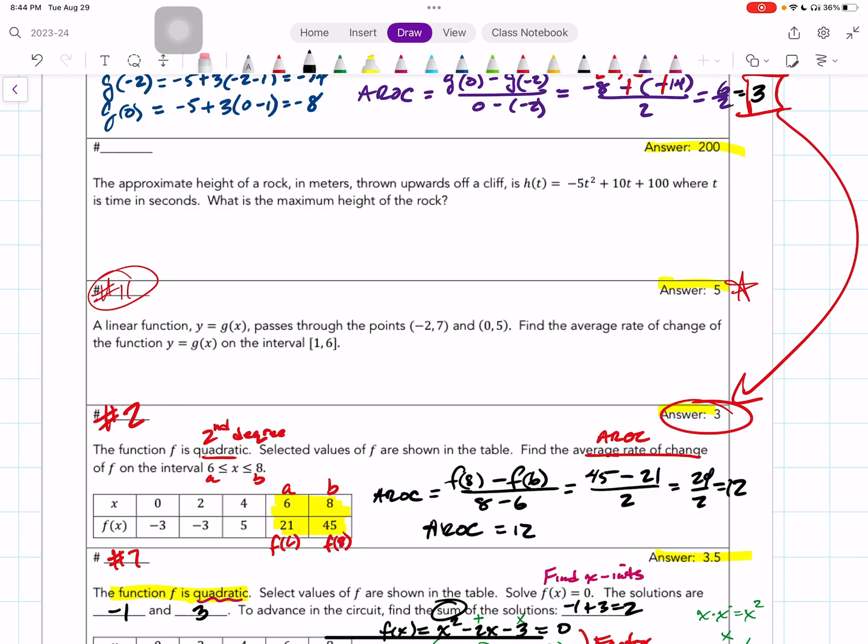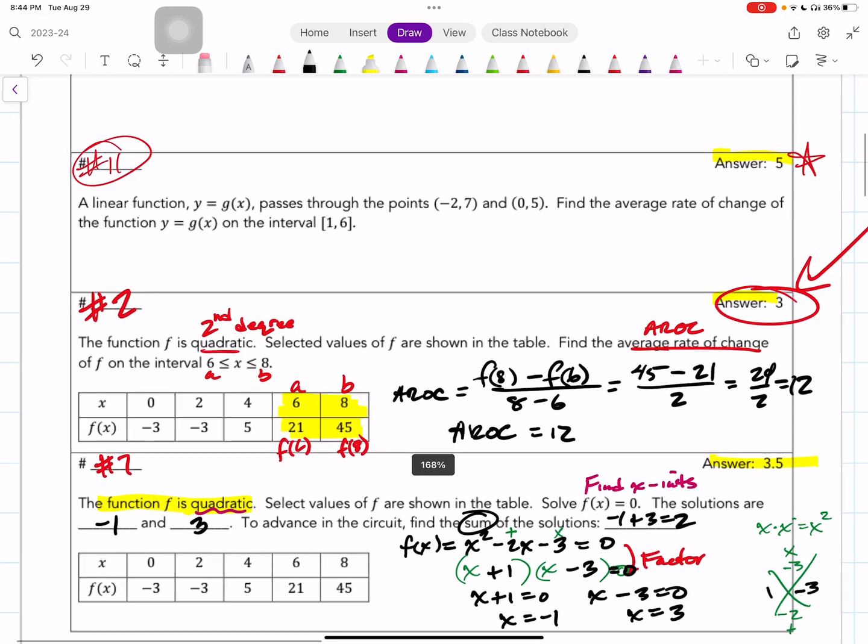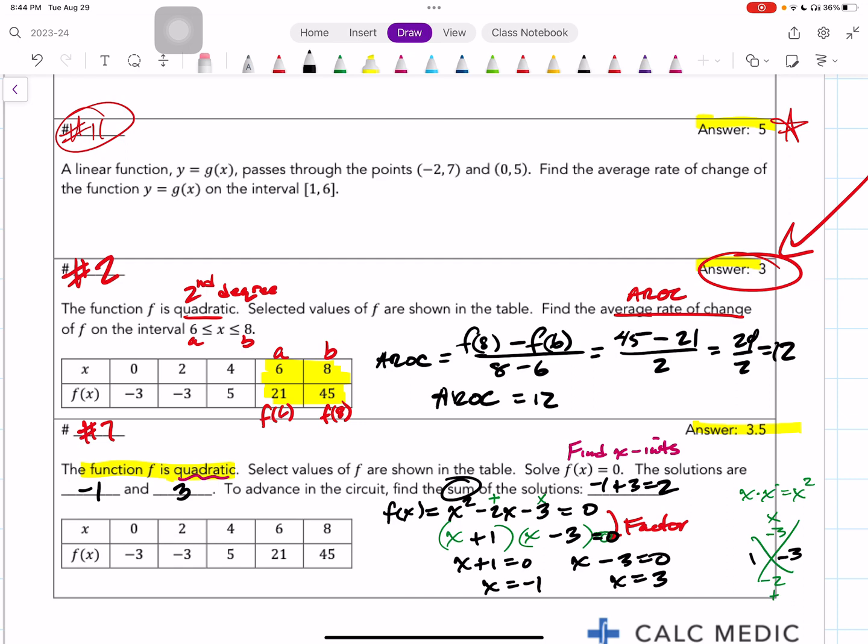I'm not going to do all of them, but let's just go through as many as we can in a short period of time. So our linear function g of x passes through these 2 points. Find the average rate of change for this function. So what we want to do is understand that we are on the interval from 1 to 6.